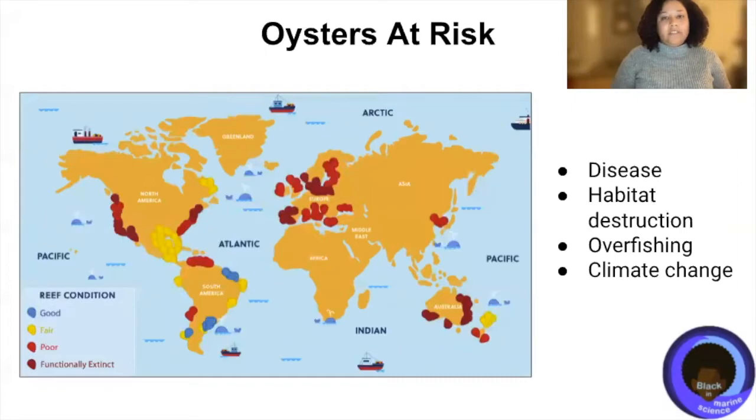Unfortunately, all species of oysters and oyster reefs have greatly decreased in number and size due to diseases, habitat destruction, overfishing, and climate change. According to the Nature Conservancy, nearly 85% of oyster reefs have been lost worldwide in the last century.